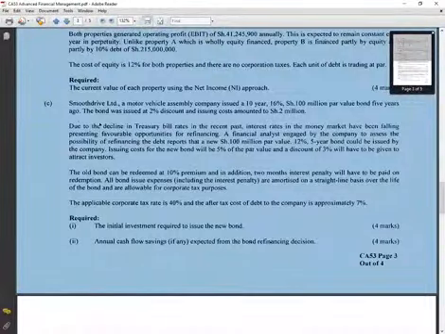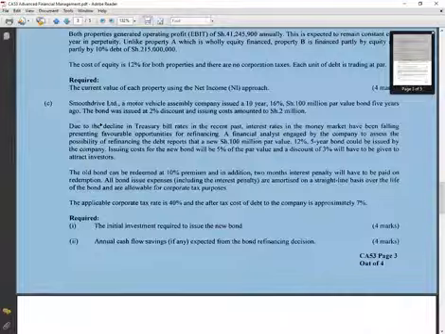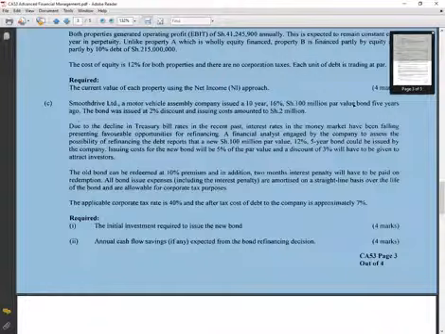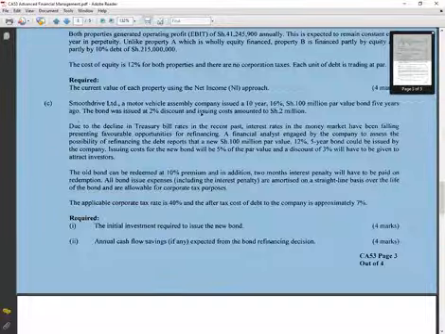So, ladies and gentlemen, here we are. We are being told here that Smooth Driver Limited, a motor vehicle assembly company, issued a 10-year bond, 16%, shillings 100 million par value. The bond was issued at 2% discount, and the issuing cost amounted to 2 million.